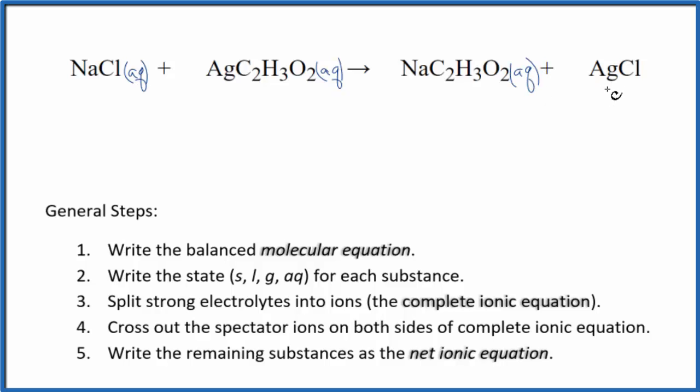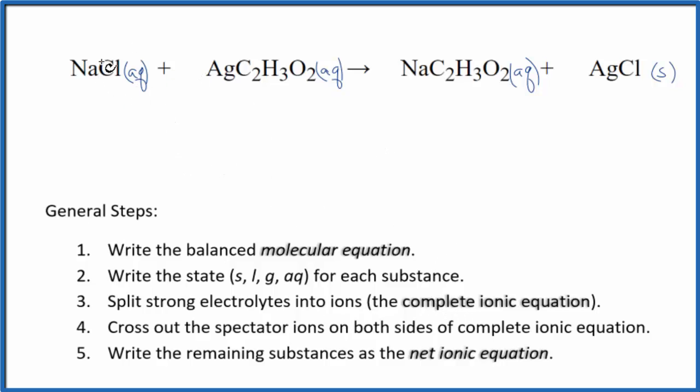And then here's a silver compound with a chloride. This is insoluble. Good one to remember, AgCl. That's going to be insoluble. We're going to call that a solid. So we have the states. Now we can split the strong electrolytes into their ions. This is the complete ionic equation.